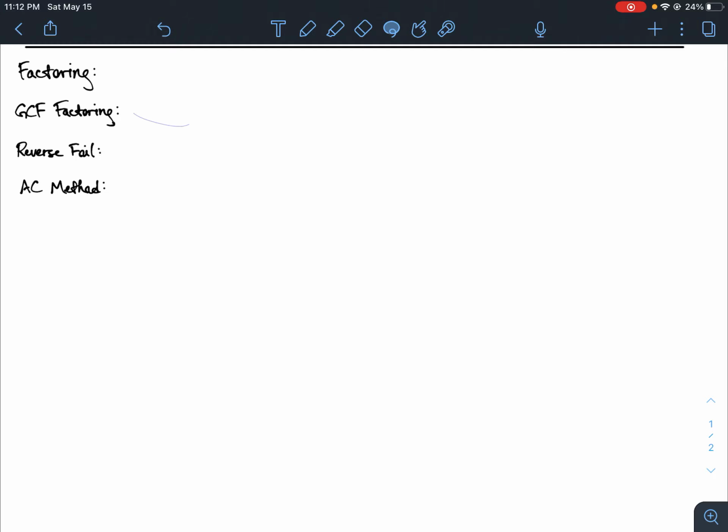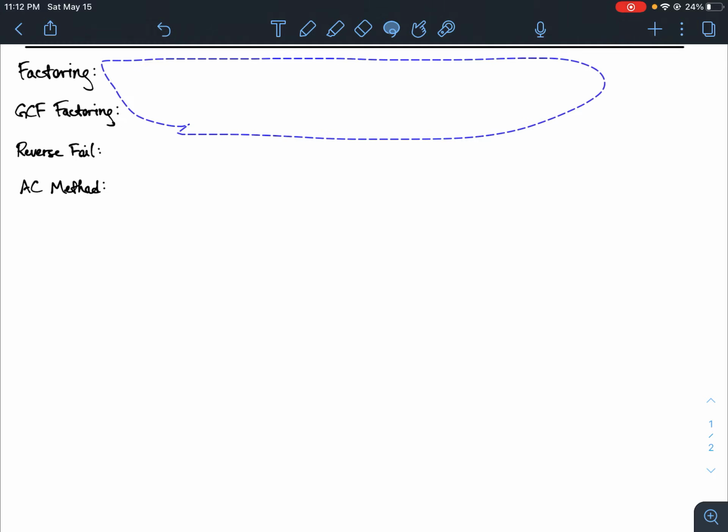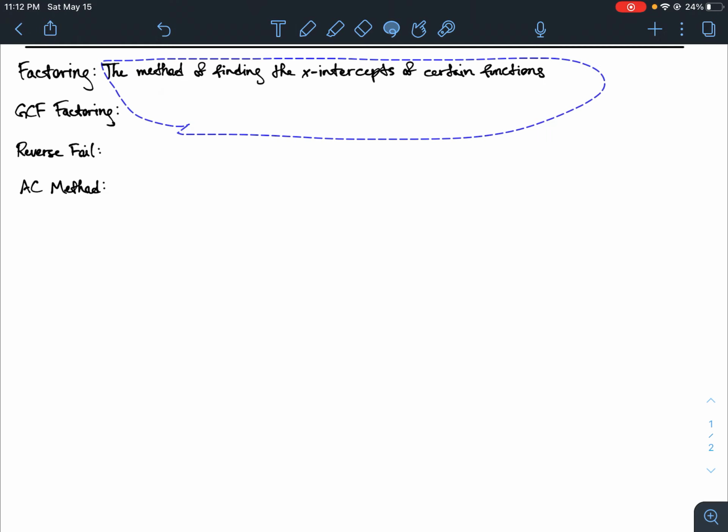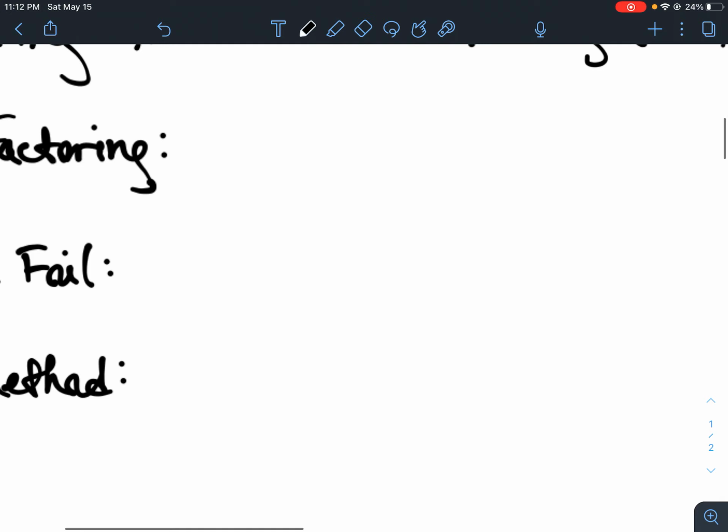Now, what is factoring? Factoring is simply the method of finding the x-intercepts of certain functions, mainly in this lesson, quadratics. Now, GCF factoring.